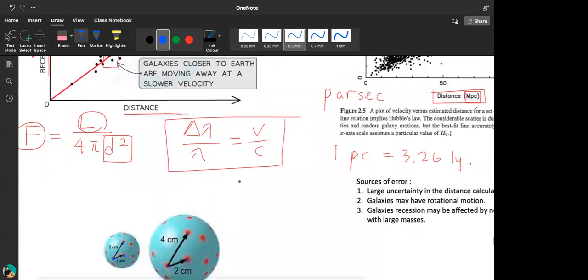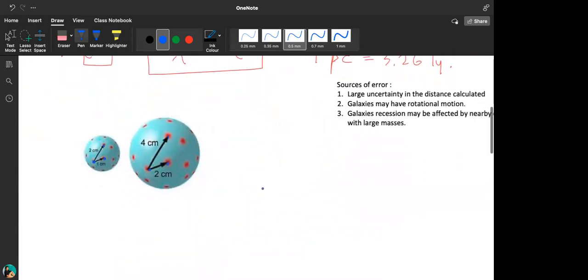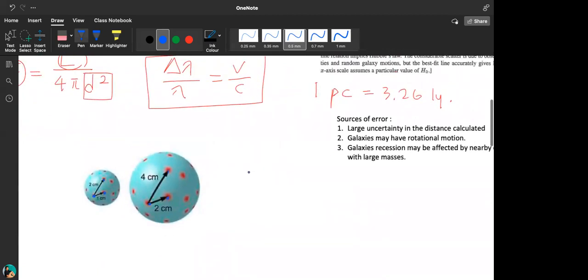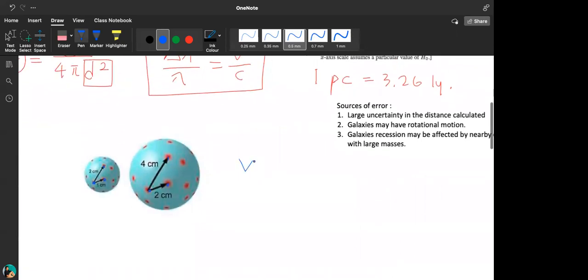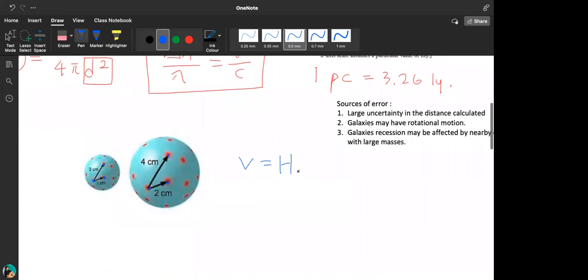What else you need to know for the syllabus is the determination of the age of the universe. Now, determination of the age of the universe using Hubble's law, V equals H naught D. So using this, let's say this is the observer and we have a galaxy moving away with a certain velocity V, and then the distance away is D. It is that far away from us, moving at a velocity V.